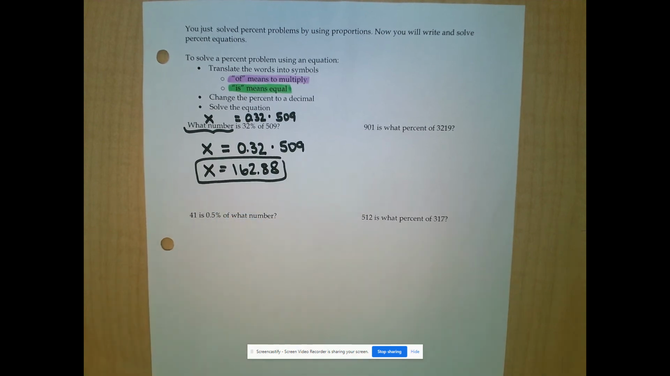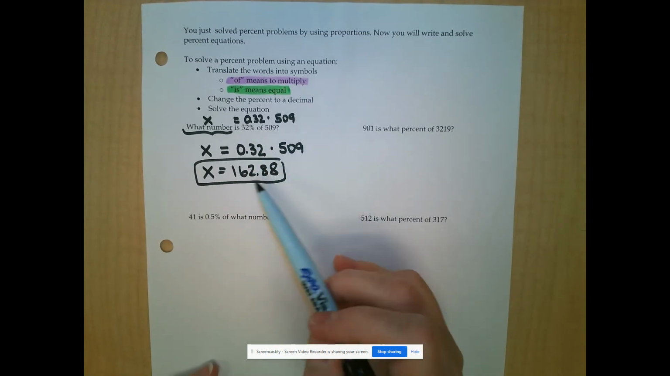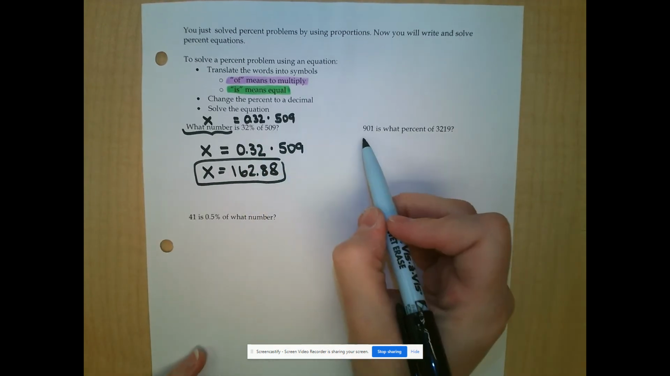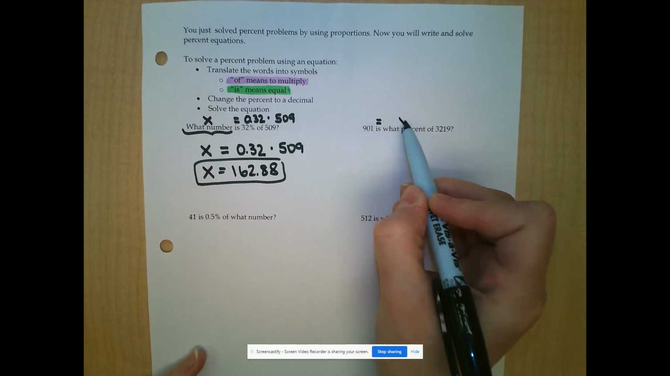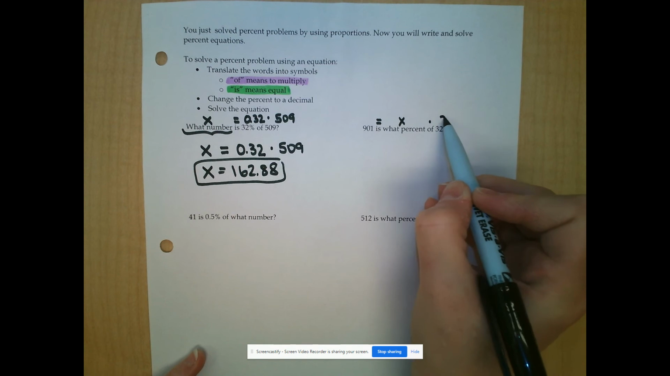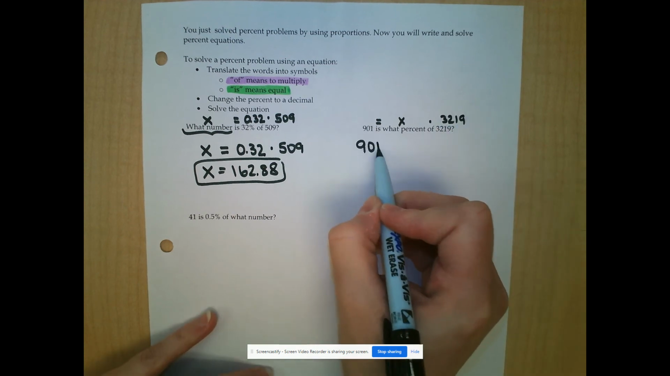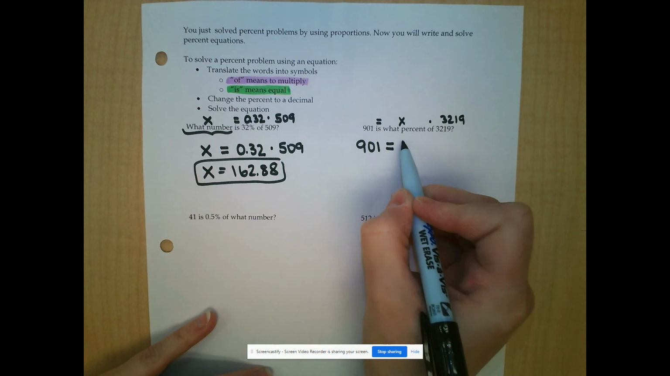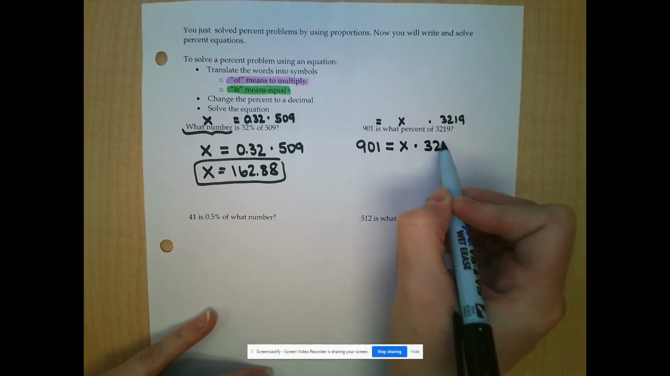I like this method. This one, however, was set up the easiest. When you look at the next one, 901 is, there's my equal sign, what percent, don't know, of, that's going to be my multiplication dot, and then 3219. So let's write this out. 901 is equal sign, what percent, don't know, of multiplication 3,219.